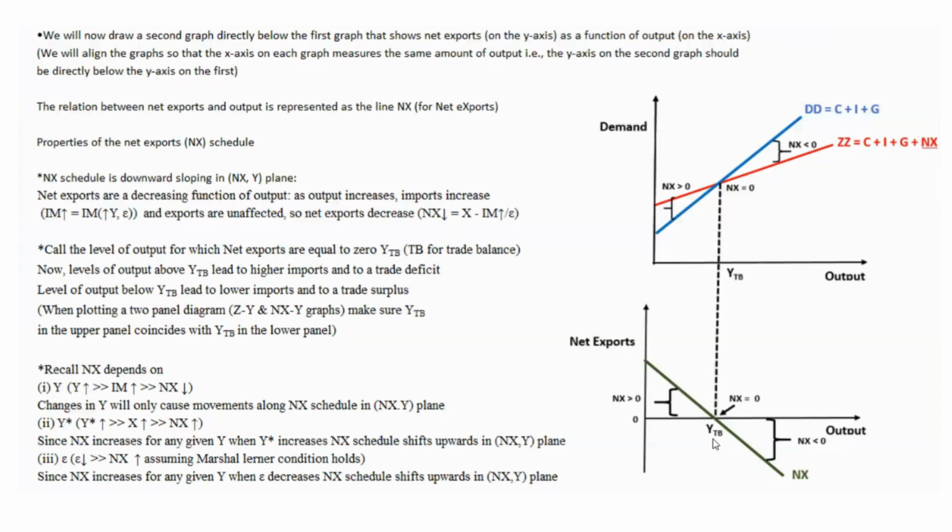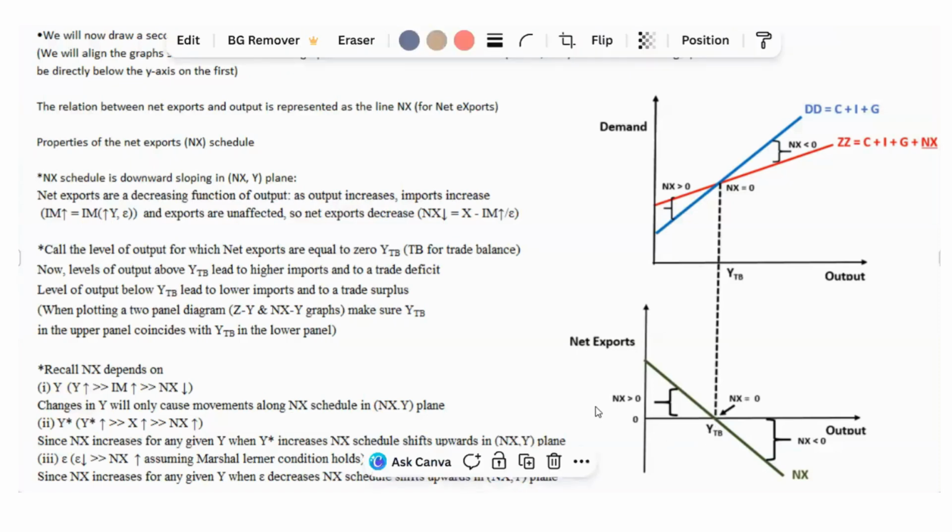Now, levels of output above Y_TB lead to higher imports because when output increases, imports increase, and that will lead to a trade deficit. So for any level of output above Y_TB, we'll have a trade deficit. And for any level of output below Y_TB, because we have lower output, that means lower imports and hence a trade surplus. So at Y_TB, net exports are 0. For levels of output above Y_TB, as imports increase, we'll have a trade deficit. For levels of output below Y_TB, as imports go down, we'll have a trade surplus.